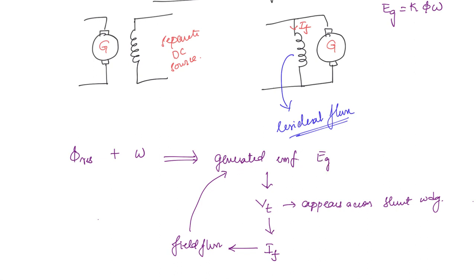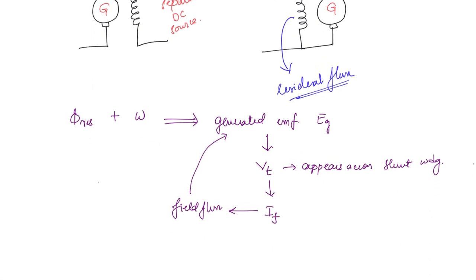More the generated EMF, more the terminal voltage, more the field current and field flux, and then again more the generated EMF. Now where is the end point? It has to end somewhere, right? It will not go indefinitely. The end point will be the point where the core reaches saturation. The process will continue till the core reaches saturation. So once the saturation is reached, then the increase in field flux will not result in too much increase in the generated EMF. So that was about the shunt generator.